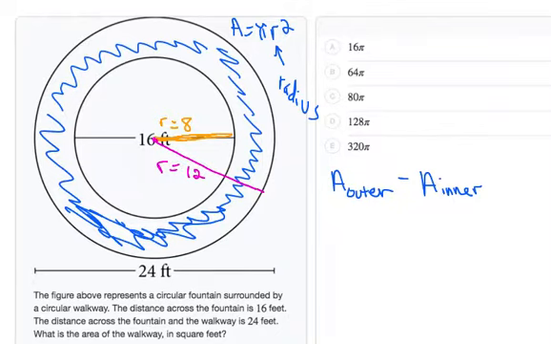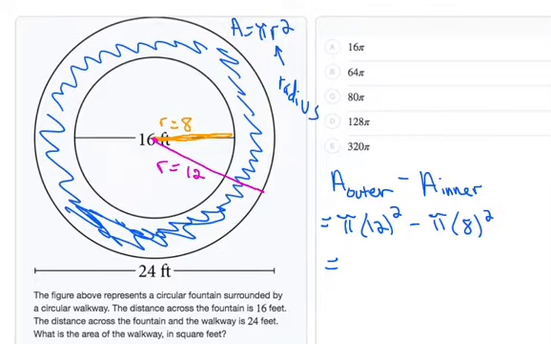So knowing both of these values, we can go to our equation that we set up over here and start plugging in using the formula. For the outer circle, we have pi times the outer radius squared, which will be 12 squared. And then we're going to subtract the area of the inner circle, so pi times the radius of the inner circle, which is 8 squared. And all we need to do is simplify this.